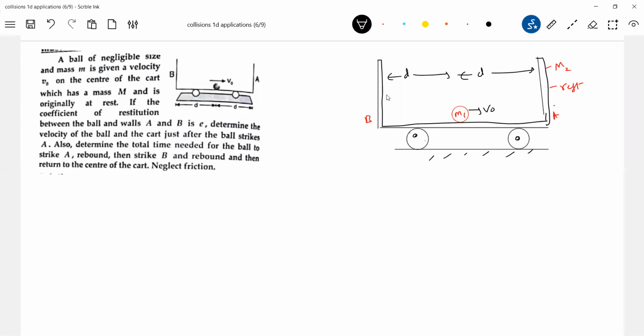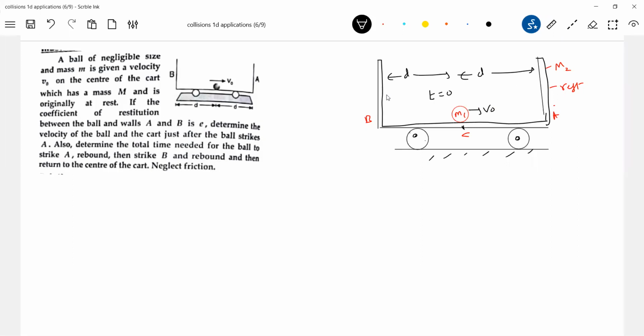And the coefficient of restitution for collisions between the walls, let it be equal to E. Determine the total time needed for the ball to strike A, rebound, then strike B and rebound, and then return to the center of the cart. What is the center of the cart? C. After what time will it again return back to this particular point, at t equals 0? So I think if you can understand this, you can proceed.